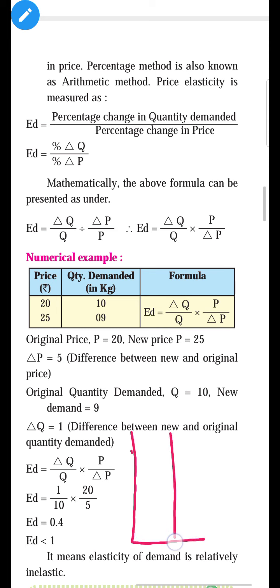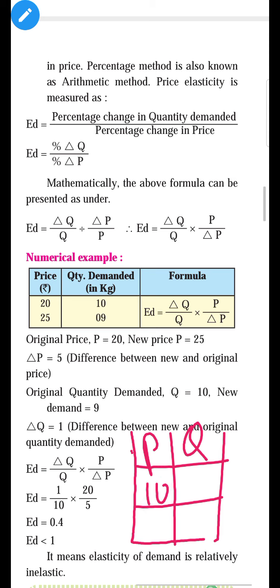In the first column, price is given, and in the second column, quantity demanded is given. Suppose the price is 10 rupees, and according to this price the demand is 20 kg. When the price decreases from 10 rupees to 5 rupees, demand will increase from 20 kg to 40 kg.